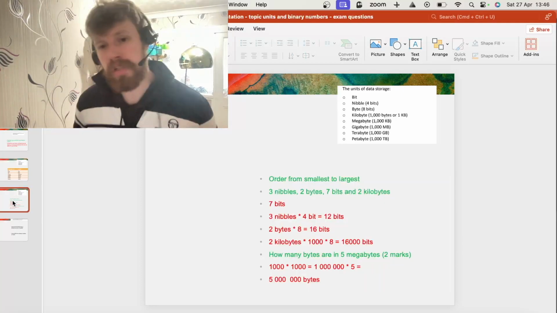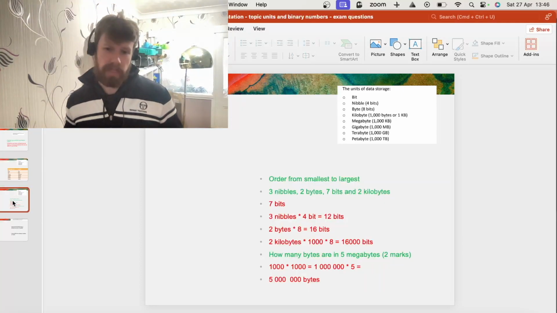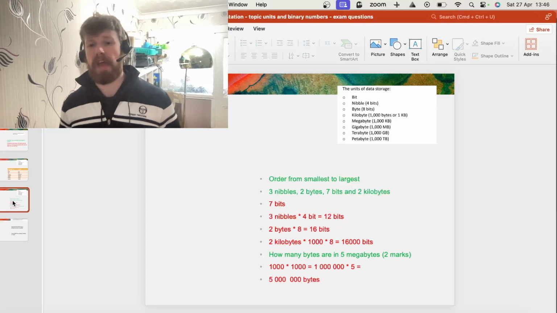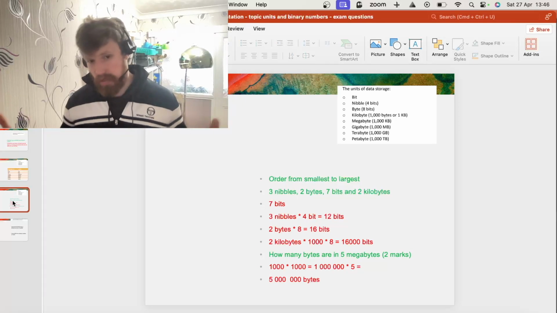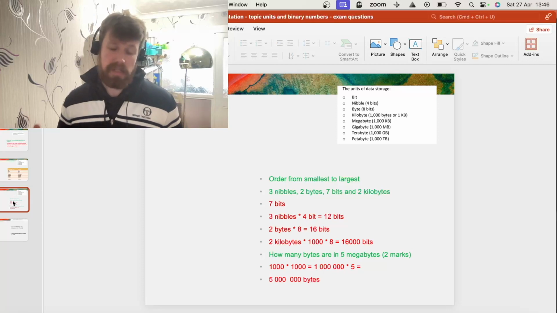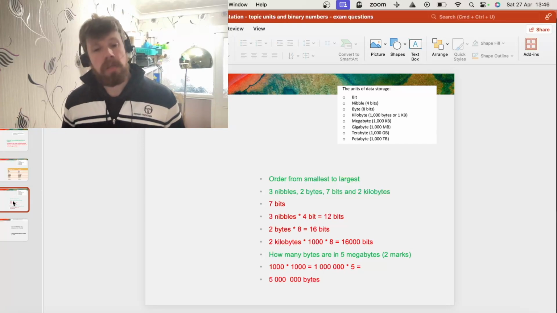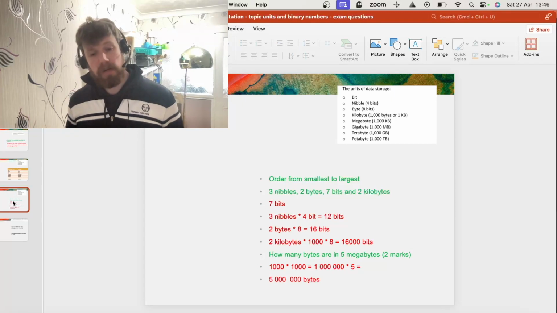Finally, a question that could potentially come up from this is they could ask you to order them based on smallest to largest in varying amounts. So I'm going to show you how to convert these all into bits. 7 bits is just 7 bits. The nibbles, because there are 4 bits per nibble, we do 3 times 4, which gives us 12 bits. The bytes, there are 8 bits in a byte, so we do 2 times 8, which gives us 16 bits.